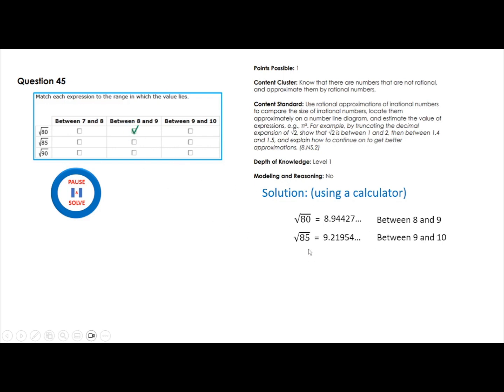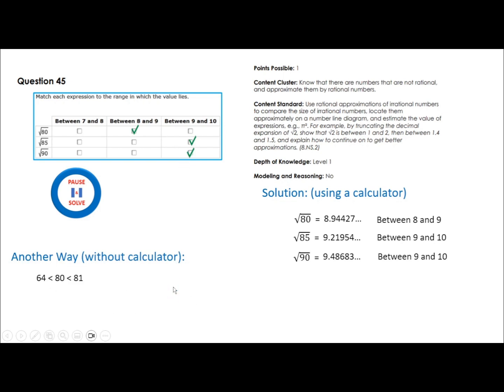Match each expression to the range in which the value lies. Square root of 80, 85, 90. Using a calculator, calculate square root of 80, you find this number, and that's between 8 and 9. Calculate square root of 85, you find this number, and that's between 9 and 10. Calculate square root of 90, you get this one, it is between 9 and 10. So that's another question that you should not miss.